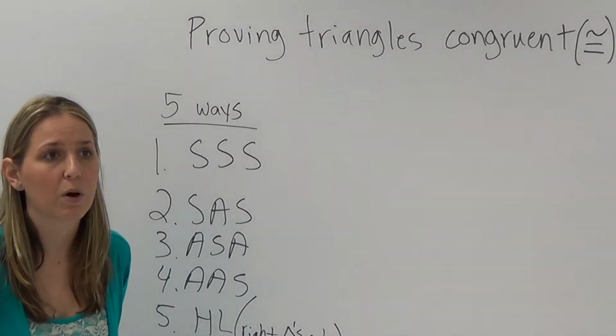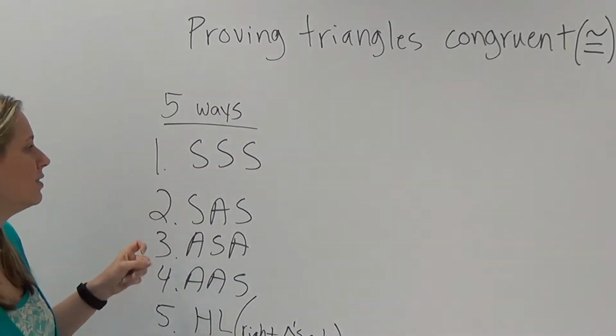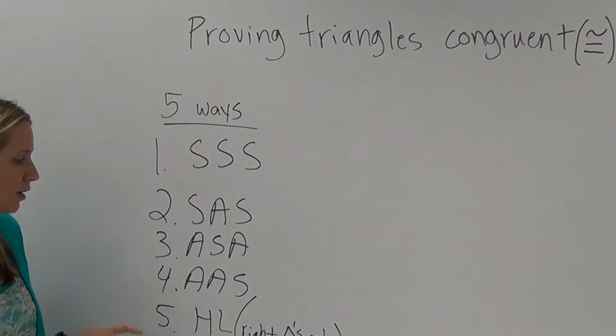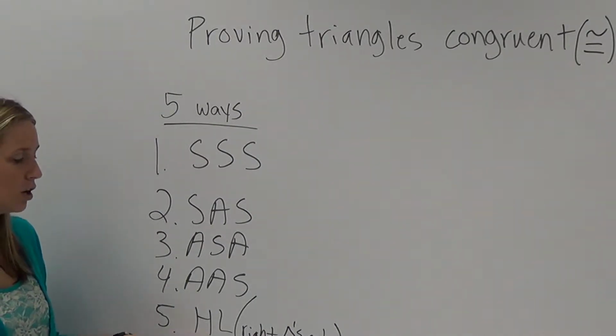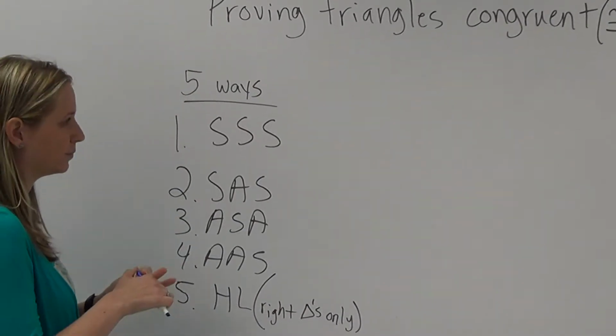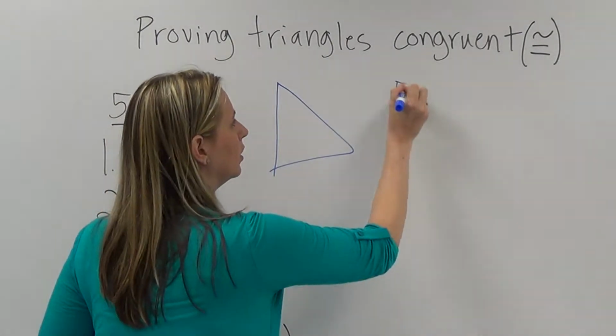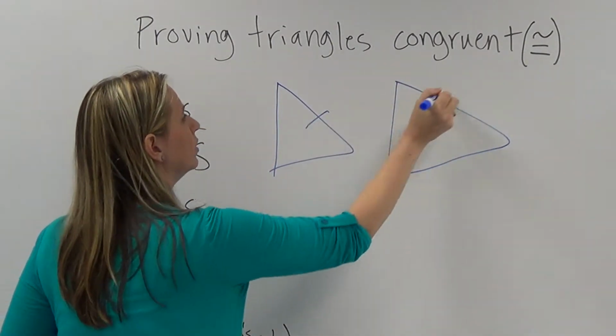But we actually have smaller ways to prove triangles congruent. And there's 5 of them. We have side, side, side; side, angle, side; angle, side, angle; angle, angle, side; and HL, which only works for right triangles. So, let's look at the first one. Let's say I have two triangles with these symbols.